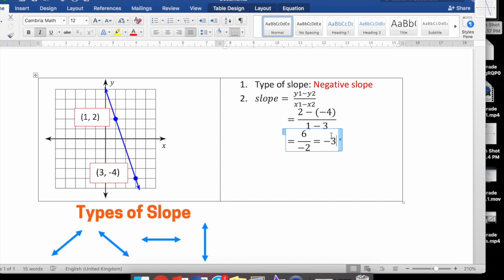Notice our final answer is a negative number, and when we started off the question, we were expecting a negative slope. So this is a really important tool in your understanding of linear equations, straight lines. The type of slope tells you the type of answer that you're going to get after you finish your calculations.